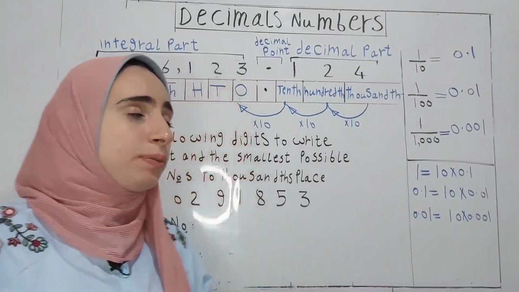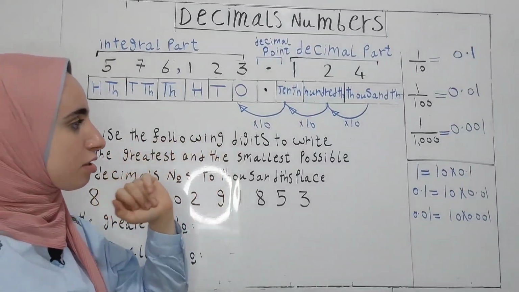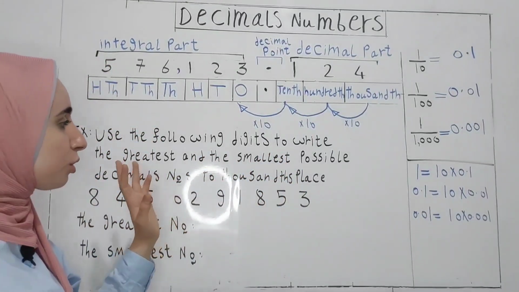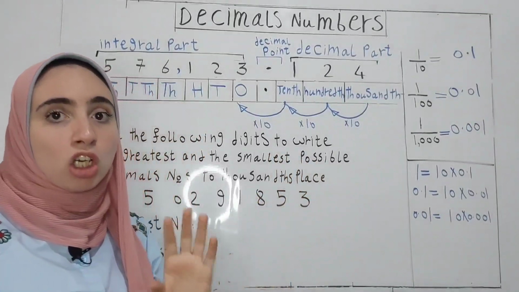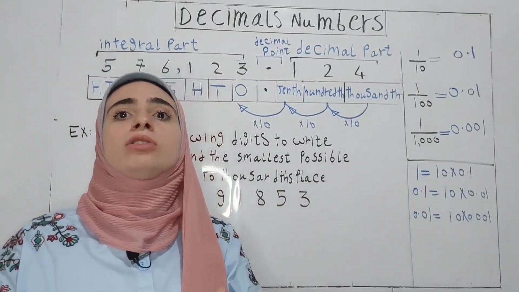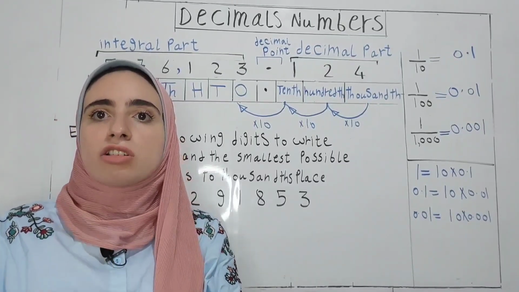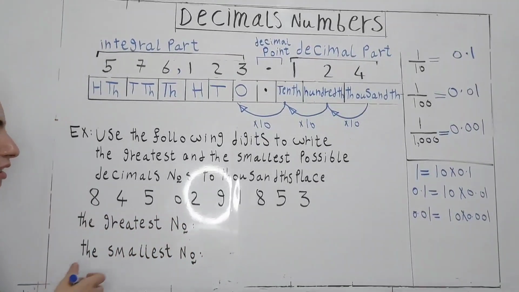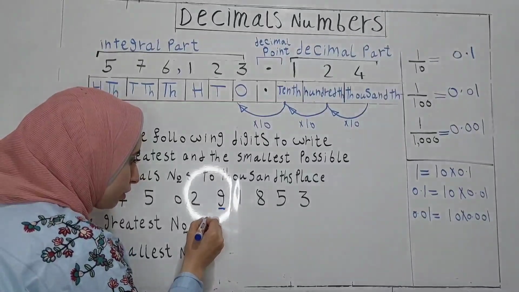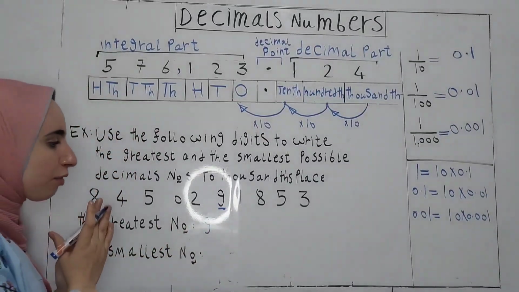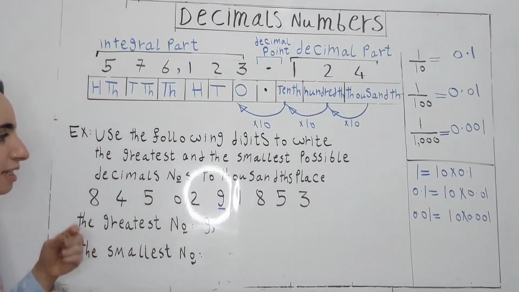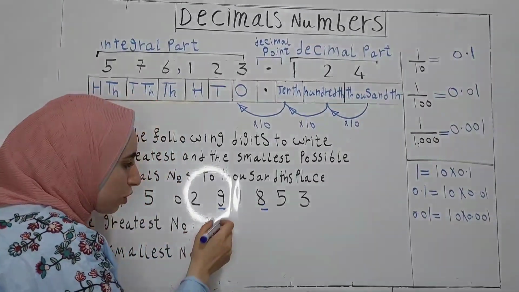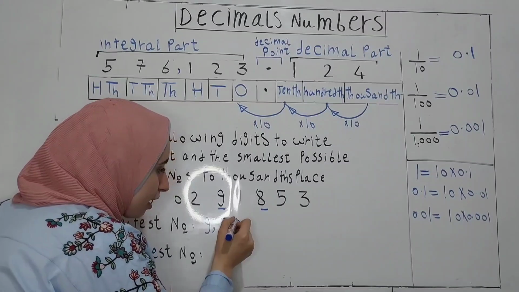Let's take another example. Use the following digits to write the greatest and the smallest possible number. To write the greatest number, we start from the left and write the largest digit. Where is the largest digit? The largest digit is 9. So we put 9. We finish the family of billions. So we make a comma. The next larger digit is 8. We found 8. So we put 8, then 8.